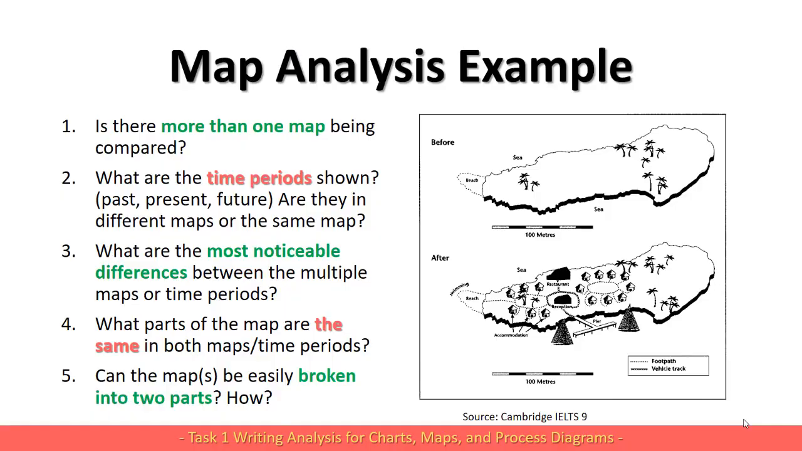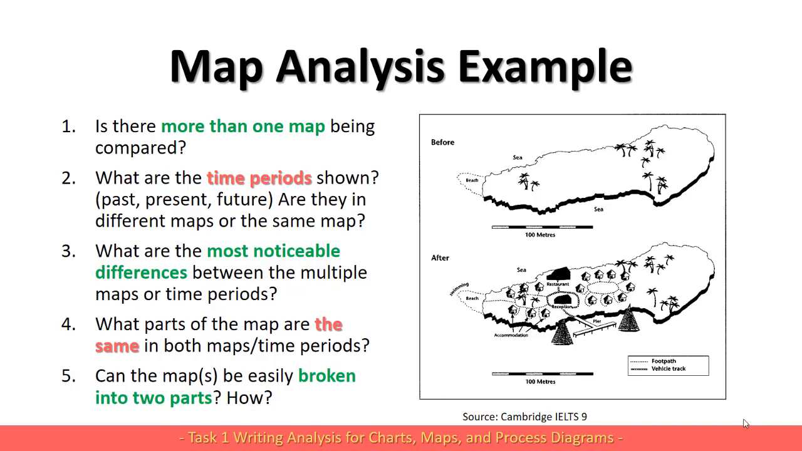All right, interesting stuff. Let's look at an example map. Number 1, is there more than one map being compared? Well, yes, there are 2 maps. We can see the before and after here on the right side. Next, number 2, what are the time periods shown? Well, we have before and we have after, but we don't know. Is this the past, the present, or the future? And then are they in different maps or the same map? Well, here they're on different maps.